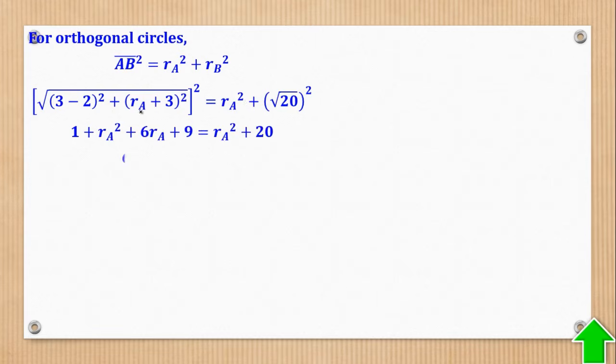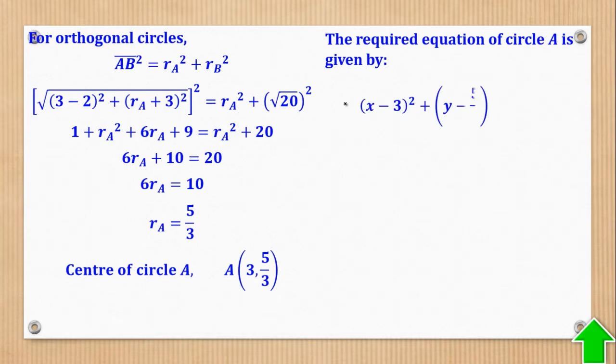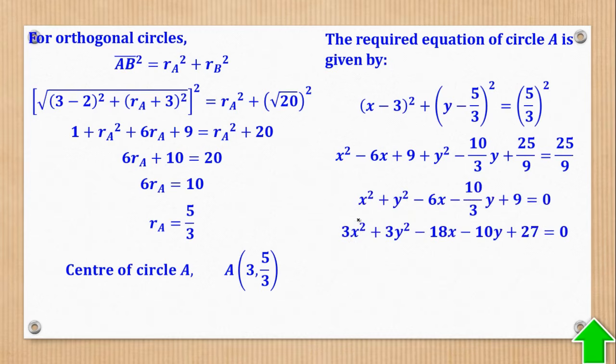So open brackets, we will come up with that. Reduce and calculate terms to come up with that. Therefore RA is equal to 5/3. The center of circle A will be given by that. The required equation of circle A is therefore given by that format because we have the center and the radius. But that is not the end, we have to expand. So when I expand, I'll come up with that. Simplify, I'll come up with that. Therefore multiply through by the LCM to come up with that as the required equation of the circle.